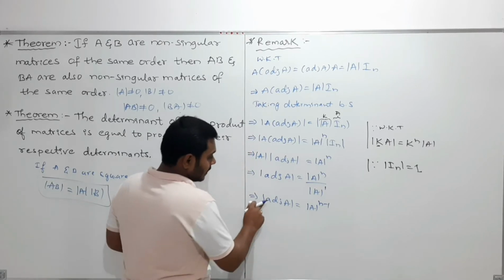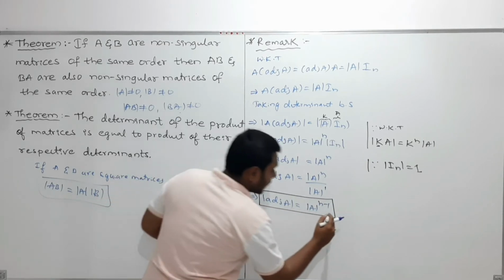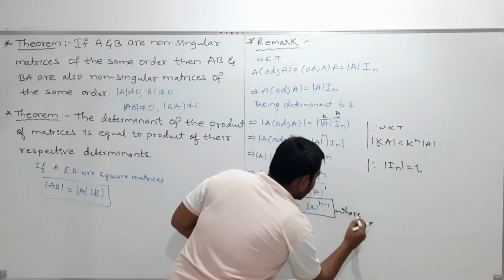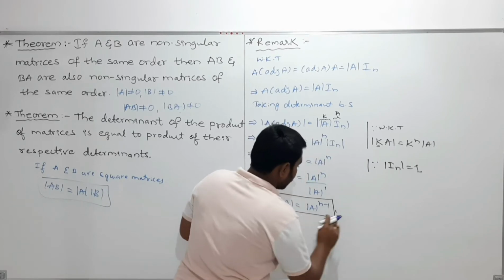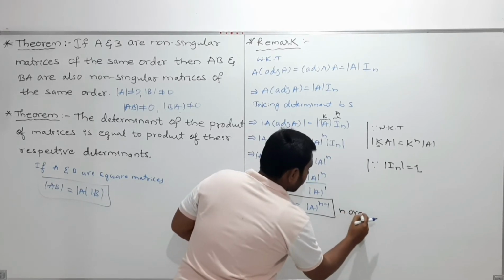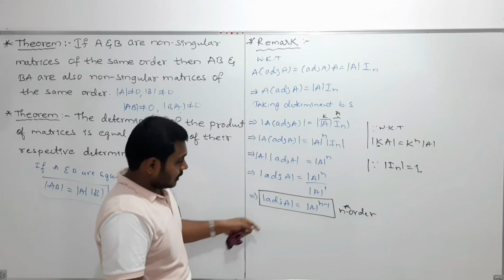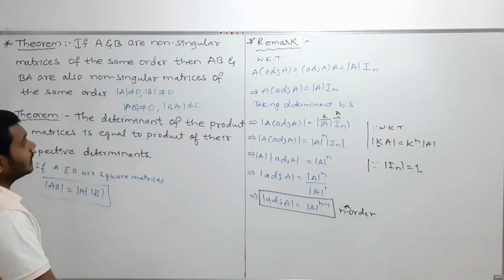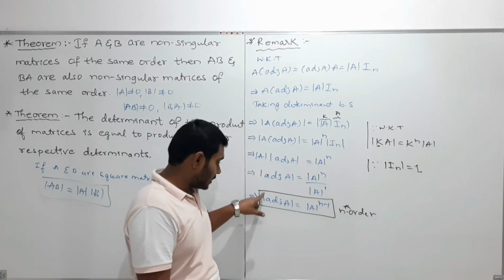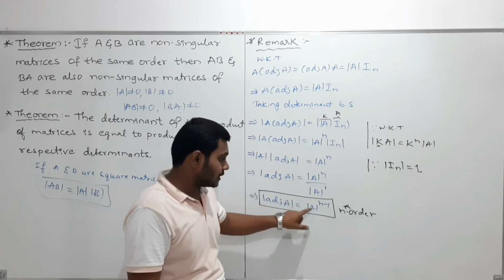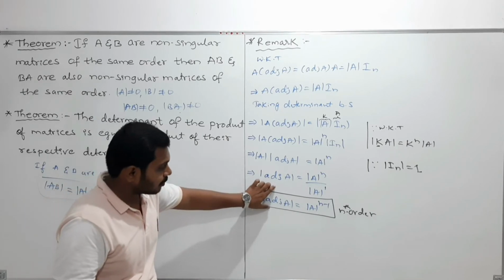Clear? So therefore here determinant of adjoint of A is equal to determinant of A whole to the power n minus 1, where this is for the nth order. You can consider it for the nth order. If you have a matrix of the nth order, then determinant of adjoint of A is equal to determinant of A whole to the power n minus 1. Clear? This is a very, very important result, my dear students.